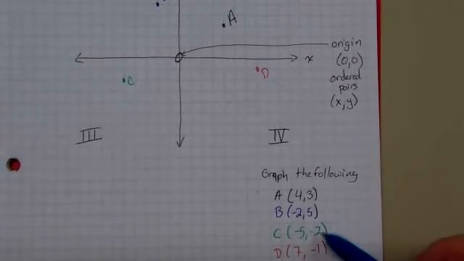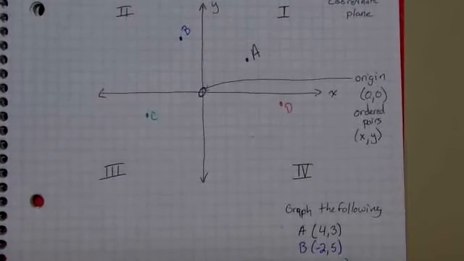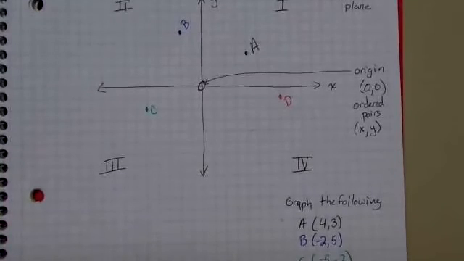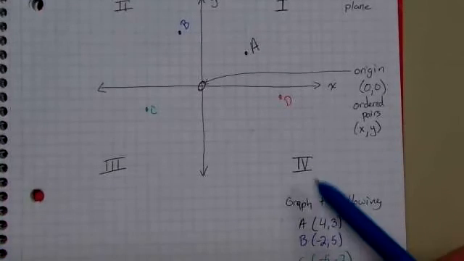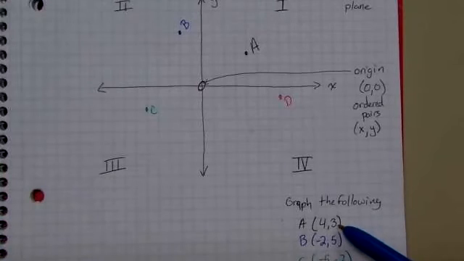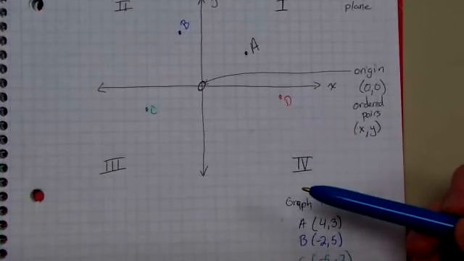Okay, so this is graphing the following 4 points. This is what it should look like on your graph. Right here. And they're all in respect to the origin. So point A is over 4, up 3 from the origin. We can also say point A is in quadrant 1, point B is in quadrant 2, point C is in quadrant 3, and point D is in quadrant 4.